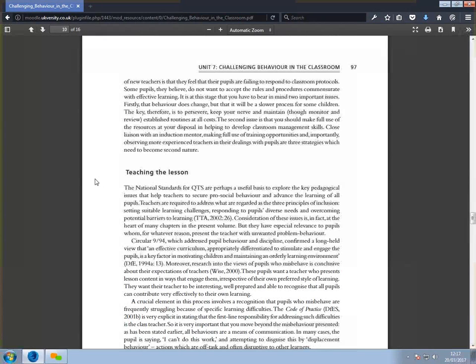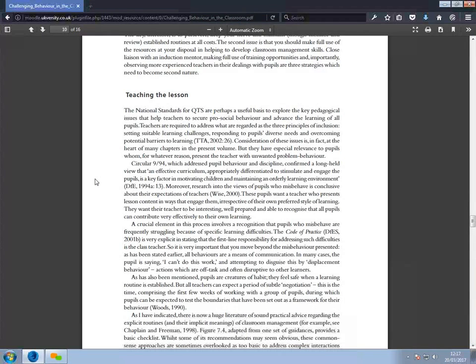I'm going to read this out because it's important. The national standards for QTS are perhaps a useful basis to explore the key theoretical issues that help teachers to secure pro-social behaviour and advance the learning of all pupils. Teachers are required to address what are regarded as the three principles of inclusion: setting suitable learning challenges, responding to pupils' diverse needs, and overcoming potential barriers to learning.